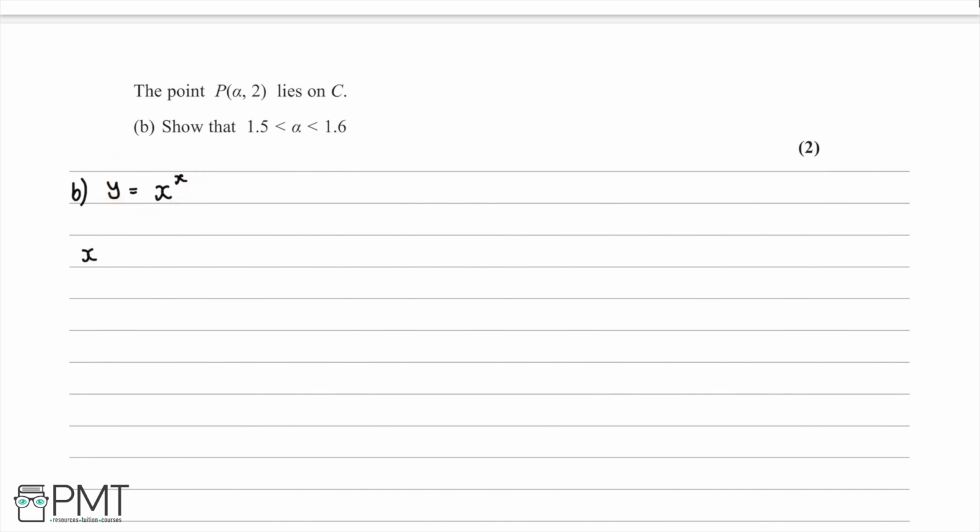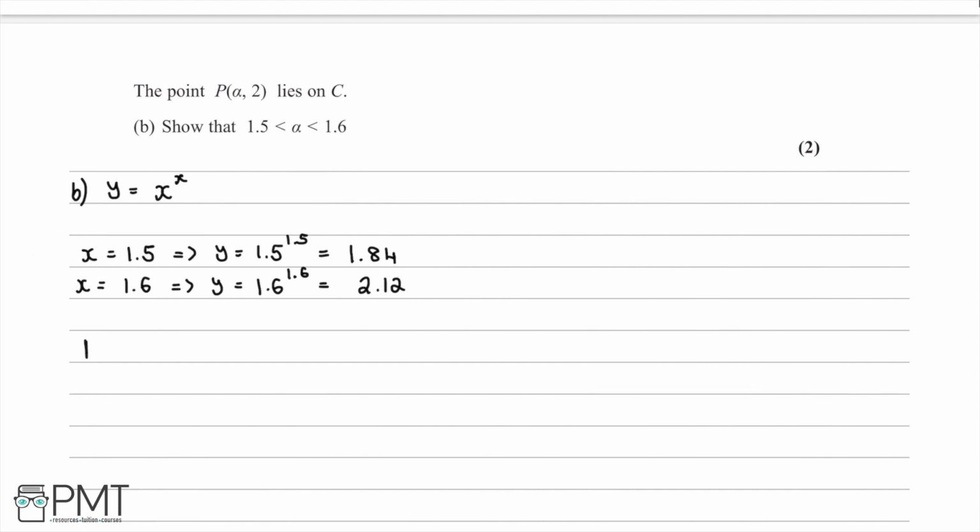So for x equal to 1.5, we'll have that y is equal to 1.5 to the power of 1.5. And putting this into our calculator and rounding to 3 significant figures, this comes out as 1.84. And then likewise for x equal to 1.6, we have that y is equal to 1.6 to the power of 1.6. And this comes out as 2.12.